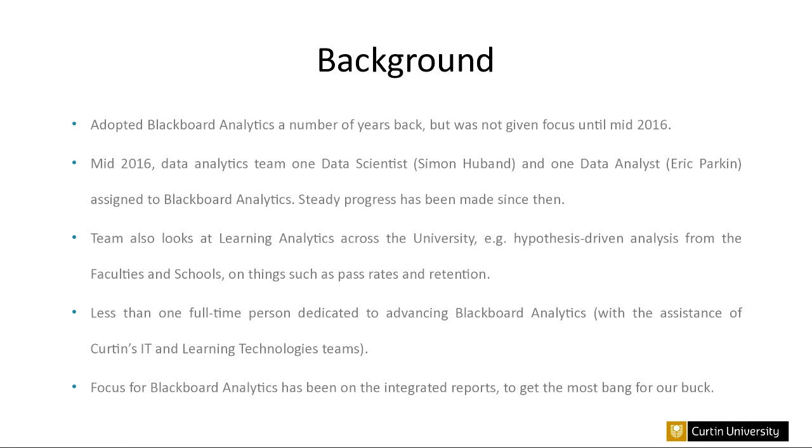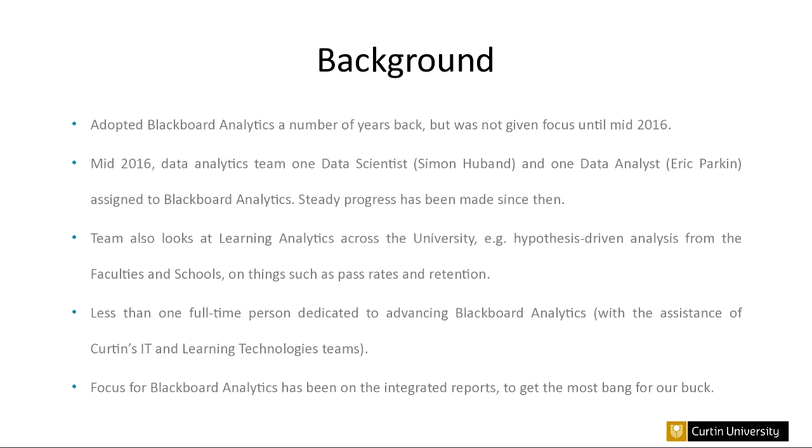What our team also does is we're not just focused on Blackboard Analytics. It's actually one of the projects we work on. So we also look at learning analytics across the university, such as hypothesis-driven retention analysis from the schools, things like pass rates and unit retention. Unit retention is probably our main focus because that's one of the strategic objectives of the university. So pulling together data from all sorts of different sources, our student information system, TISC, which is our high school application system, and a number of other sources, and we aim to provide a service to the different faculties and schools on hypotheses they have, basically, and answering those questions.